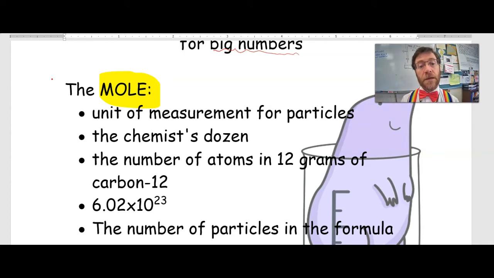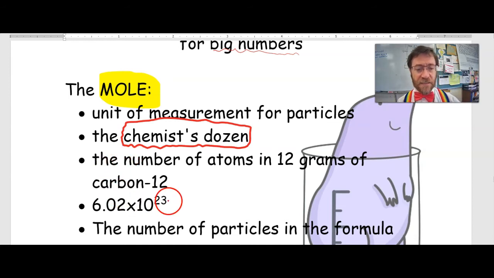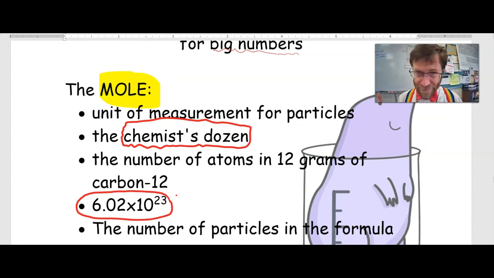What matters is that a mole is a unit of measurement. It is quite literally a version of a dozen that is used for chemists, right? But instead of 12, because we can't really measure atoms 12 at a time, it actually ends up being this number down here, 6.02 times 10 to the 23rd. How did we come up with that?